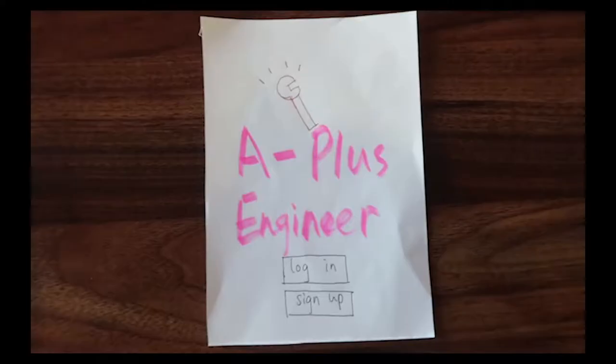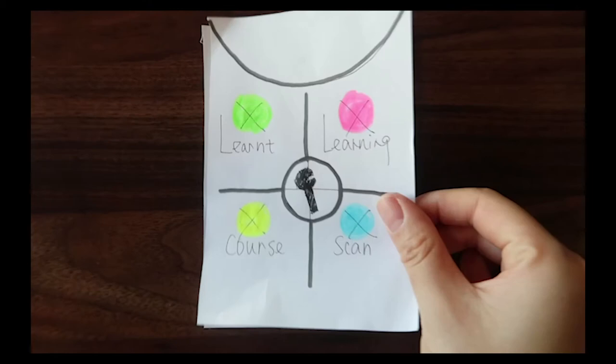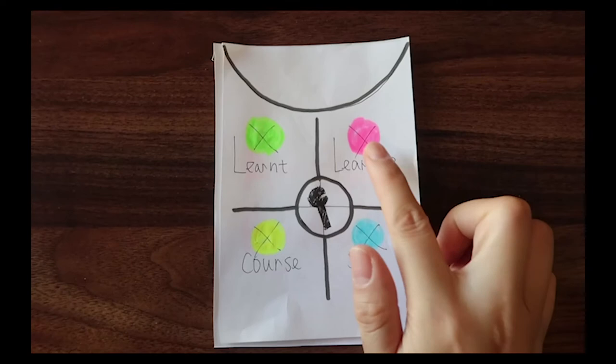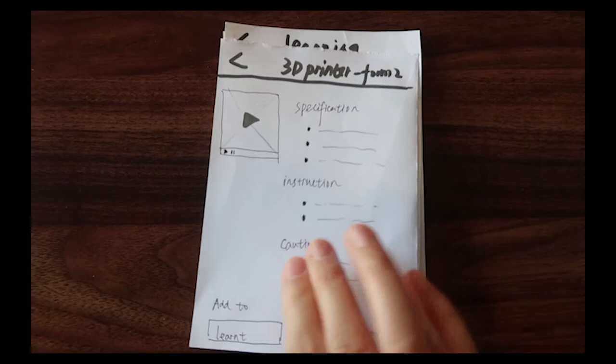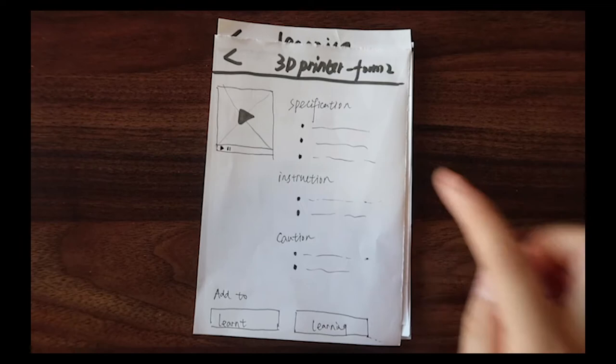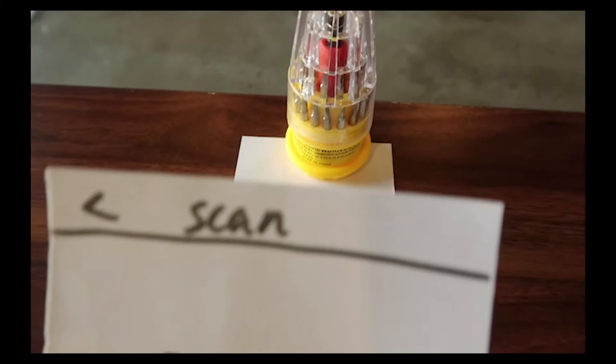The paper prototype has four features. The Learned page allows users to quickly review what tools they have learned. The Learning page shows learning status with a progress bar. Users can go to the course page to search for tools with several filters. Users can learn by watching videos or reading instructions. It also has options to add courses to the learned or learning page. They can even scan the QR code on any tool to quickly learn how to use it.